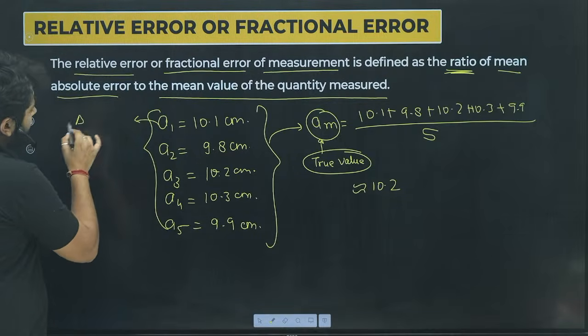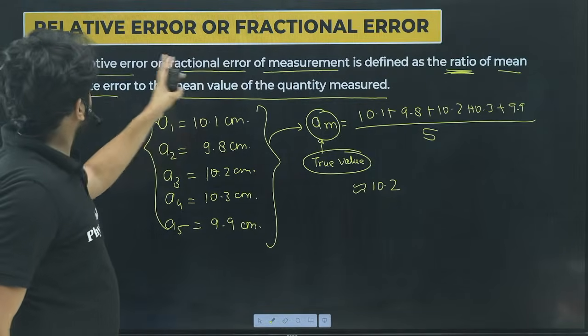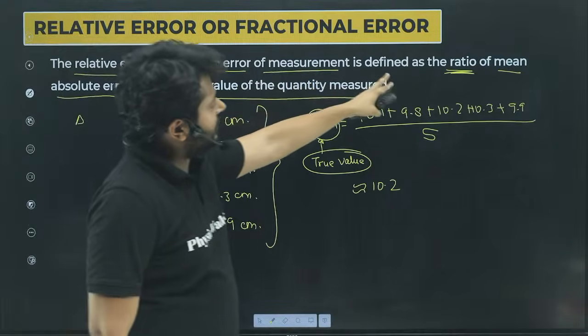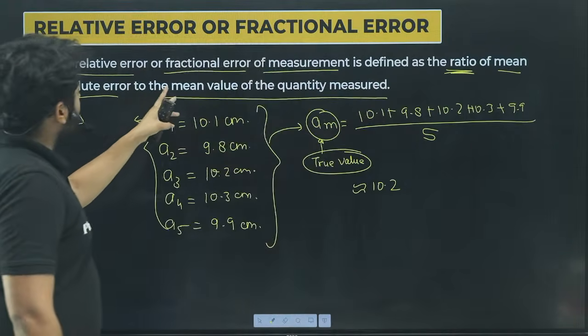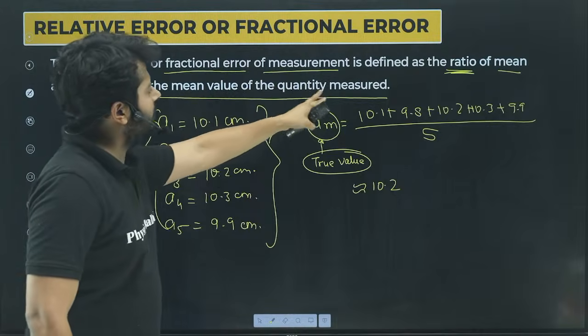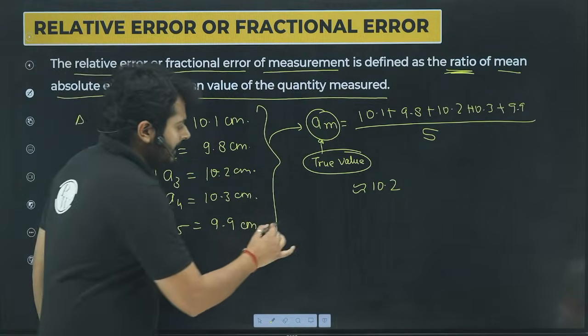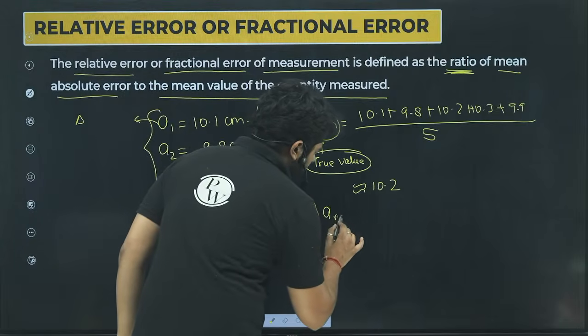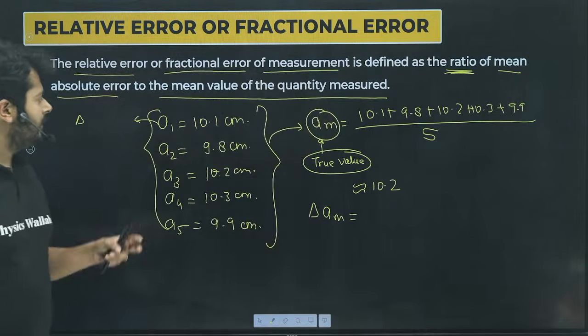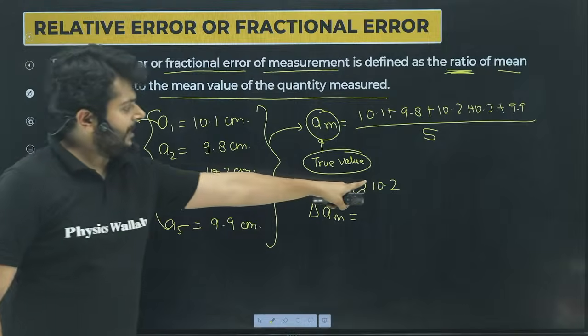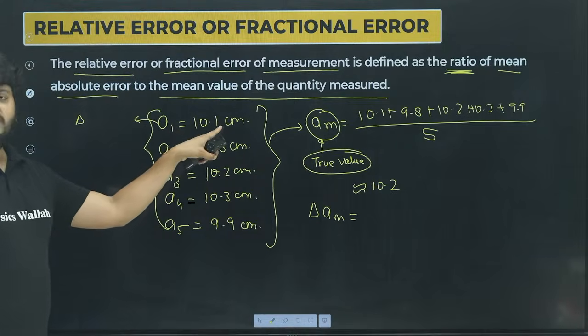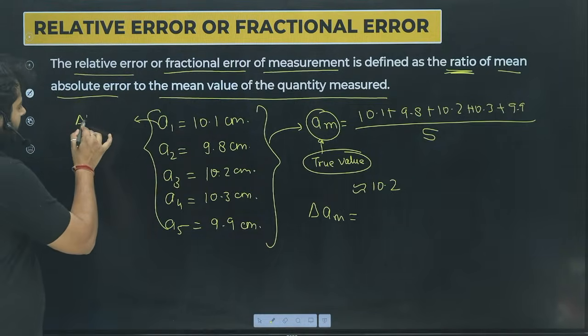First of all, tell me, it is the ratio of mean absolute error to the mean value of the quantity measured. So the mean value of the quantity measured is this, right? And the mean absolute error, how will you know that? We can say that the true value is 10.2. First measurement is 10.1. What will be the error in the first measurement?